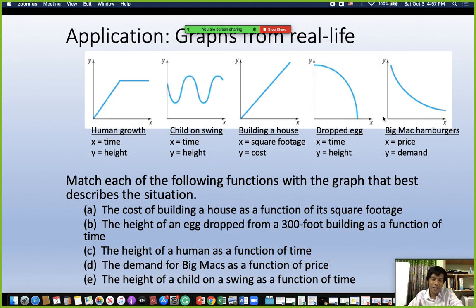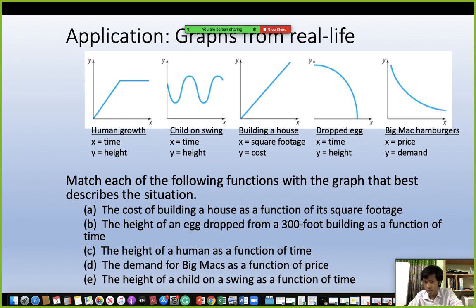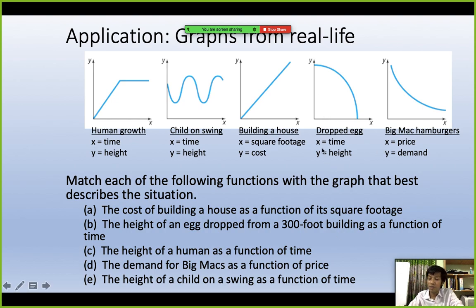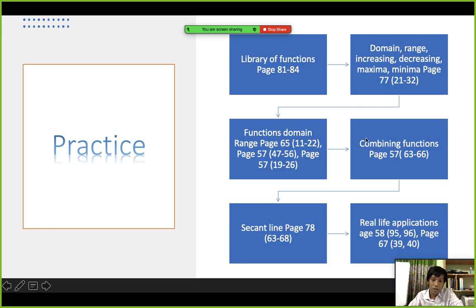These graphs are really interesting in terms of real life, because now you see these graphs can represent our real life situations. Then we have some more practice for you all. You can practice the library of functions: study pages 81 to 84, domain, range, increasing, decreasing, maximum, minima. You should go to page 77 from our PDF book, questions 21 to 32. You may say, sir, there are many things, but you see this is page 57, page 57, page 57. So basically you see there is some relationship also.